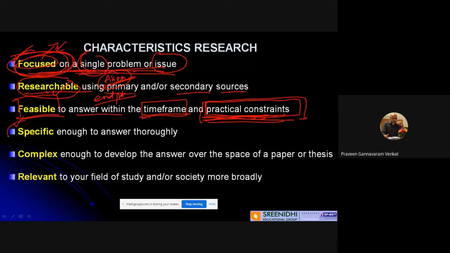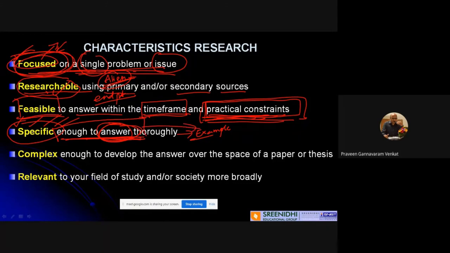And it should be specific enough to answer thoroughly. All the problems narrated in the PhD thesis work should have answers. When it is sent to the examiners, they should understand our vision in that PhD thesis. So all those things should have enough answers. We have to write in such a way that it is understood by the examiners, and it should be complex enough to develop an answer over the space of the paper and thesis.